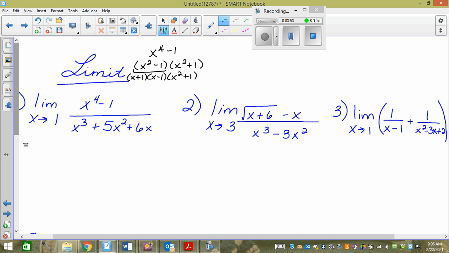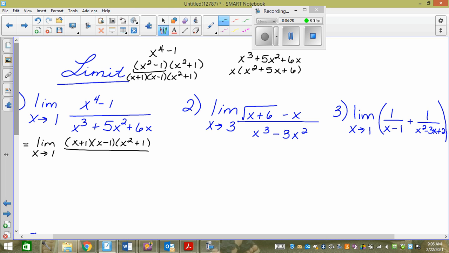So we're going to get an equal sign. Make sure you put an equal sign, because this limit equals, right? Equal signs are important. So on the top, I'm going to get x plus 1, x minus 1, x squared plus 1. The bottom, I can take an x out. Remember, when you're stuck, it's often a GCF. So we get x squared plus 5x plus 6, which, what multiplies to give me 6 and adds to give me 5, x plus 2, x plus 3.